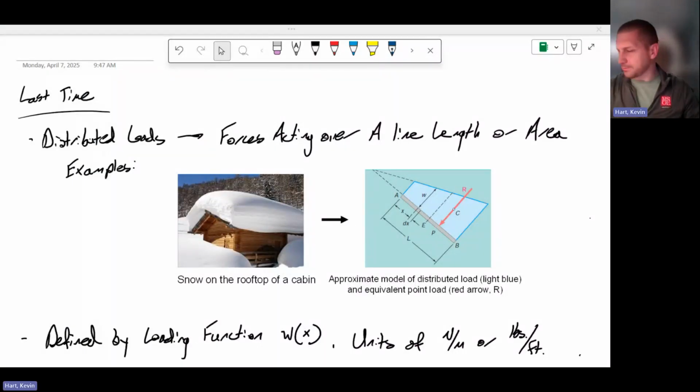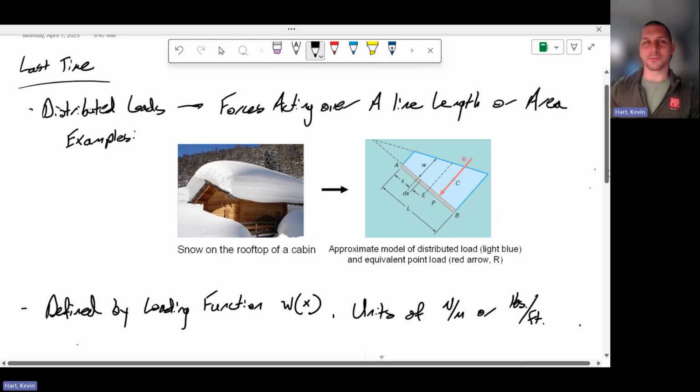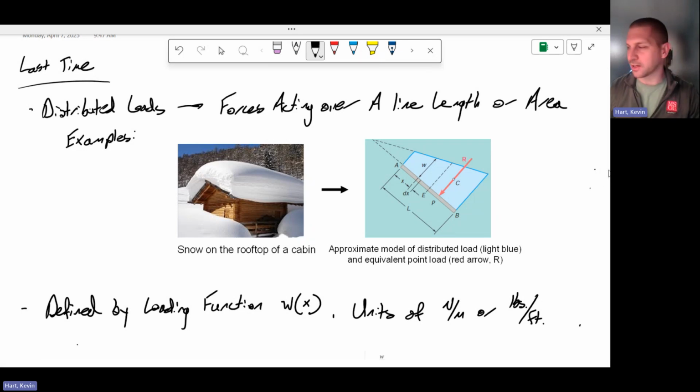Okay, so I'm now sharing my screen and we'll review a little bit of what we discussed last time, and then we'll get into new material. Last time we were discussing distributed loads, and a distributed load is basically a force that acts over some length or some area. It's going to be a length in 2D and an area in 3D.